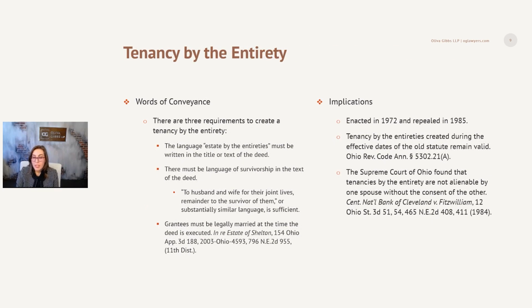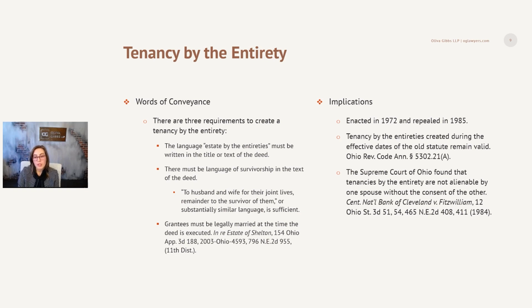Moving on now to estate by the entireties. This is the opposite of joint tenancy with right of survivorship in terms of the marriage requirement. To have a tenancy by the entireties, the grantees must be married to one another. I also want to highlight that with tenancy by the entireties, we're only looking at the period from 1972 to 1985. Tenancy by the entireties could only be created within that window.